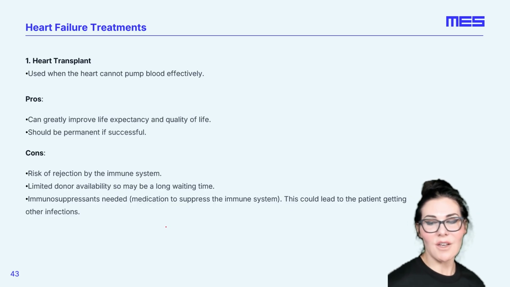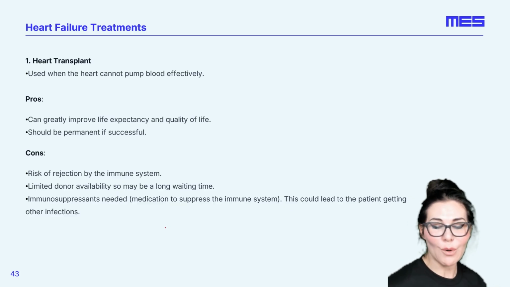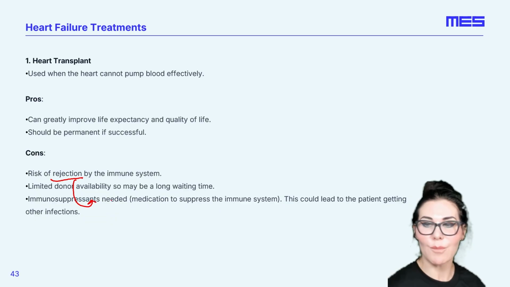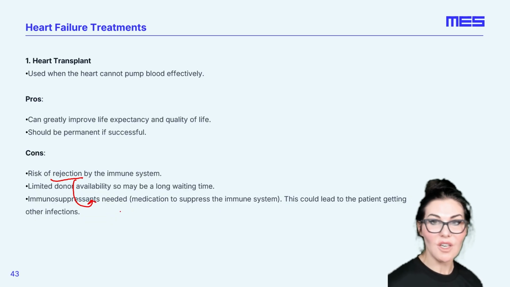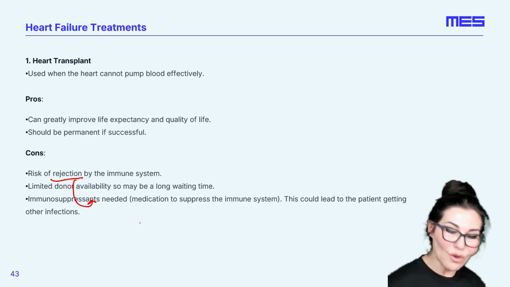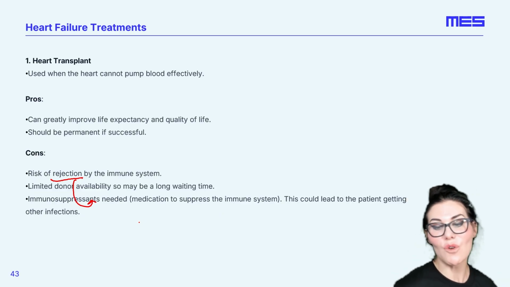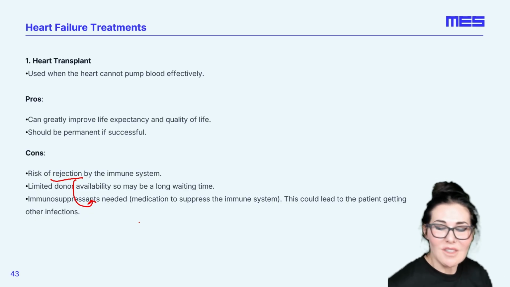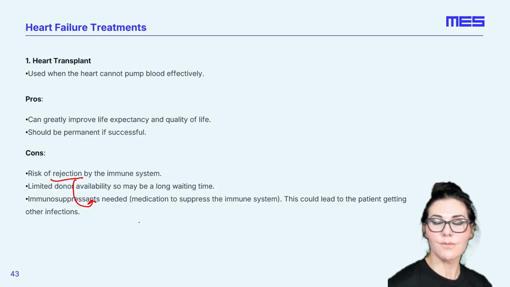Having an organ put into you from somewhere else also means that to reduce the risk of the immune system rejecting it, you would have to suppress your own immune system by taking drugs to do that, called the immunosuppressants. If your immune system is suppressed, then you're more at risk of getting other infections. So it's a little bit of pros and cons, swings and roundabouts.